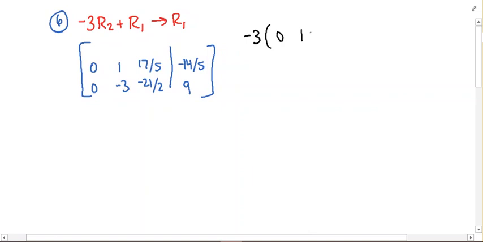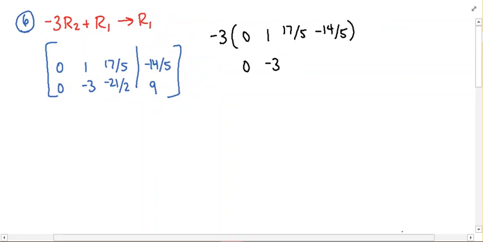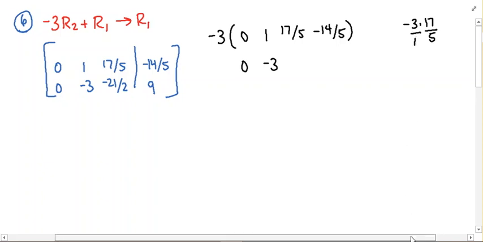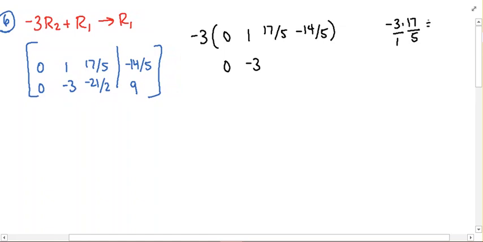I'm going to do -3 times the second row here. So we have 0, 1, 17/5, -14/5, these yucky fractions. Every number is going to get multiplied by -3. So we're going to get 0, -3, and then I'm going to have to go out here and do -3 times 17/5. This is over 1. To multiply fractions, you multiply across the top and across the bottom. So we're going to have to do -3 times 17. I'm going to use a calculator on my phone and figure that out. So this is going to be -51/5.